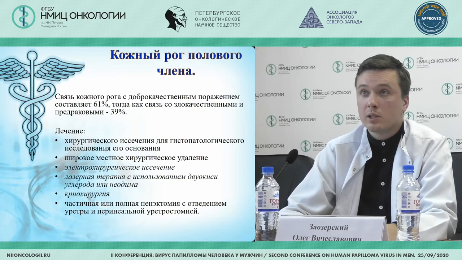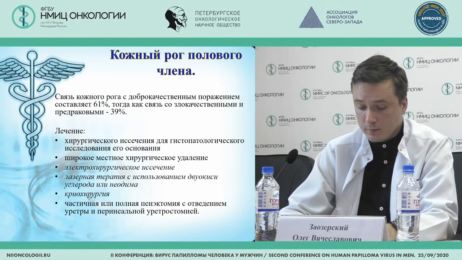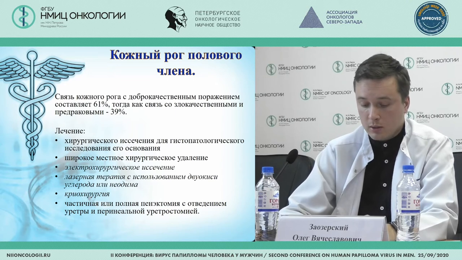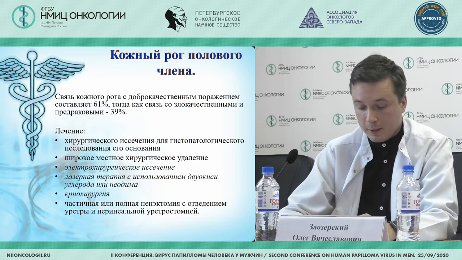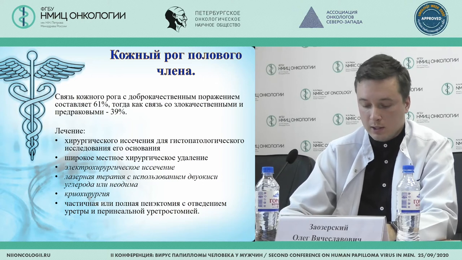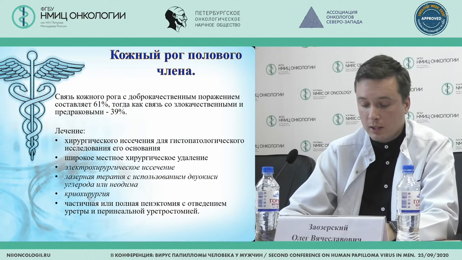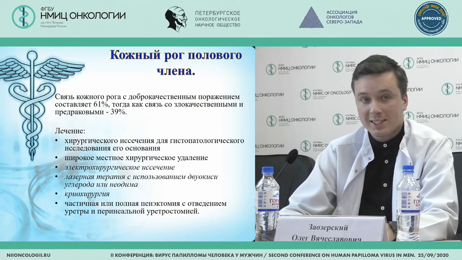In 60%, even more, it's connected with benign processes. In 39%, it's cancer. It is classified now as a precancer state, and it could be transformed; phimosis and chronic inflammation contribute to the chances to develop cancer. The first stage of treatment is exact diagnosis, and then the results of histology give us understanding of the treatment. We are interested here in the underlying layers of this horn, so surgery with histology is necessary.